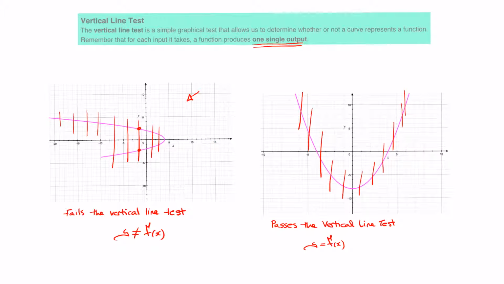So remember, the vertical line test. If the vertical line cuts the curve in more than one point, then that curve does not represent a function. If a vertical line only cuts a curve in one point along its length, then that curve represents a function. And there you go.